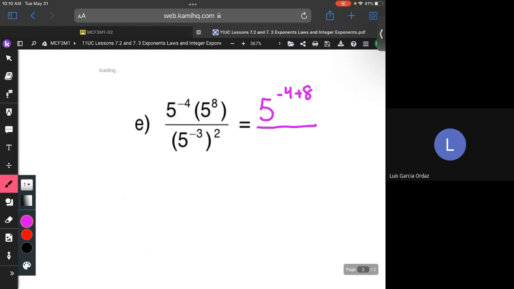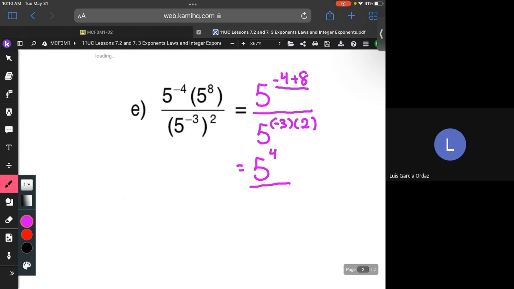And for my denominator, I have 5 to the negative 3 to the power of negative 2. So that's a power to a power. So what do we do? Multiply. So 5 to the power of negative 3 times 2. So what's negative 4 plus 8? Negative 4 plus 8. On my sheet, it says 4 plus 8. No, 4. So I get 5 to the 4 in the numerator. And what's negative 3 times 2? So 5 to the negative 6.